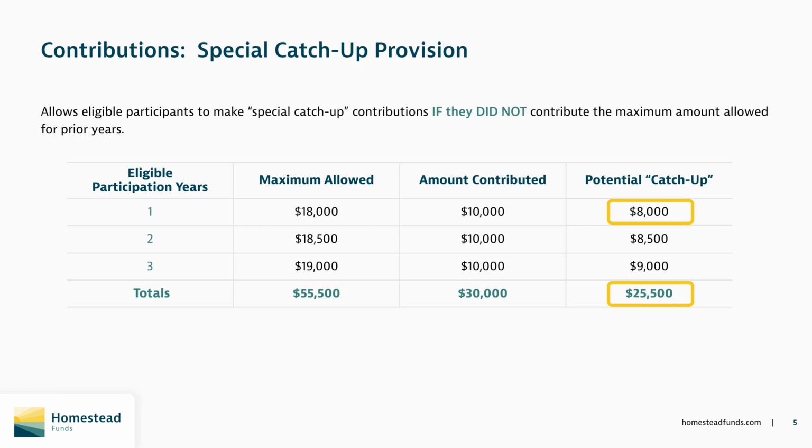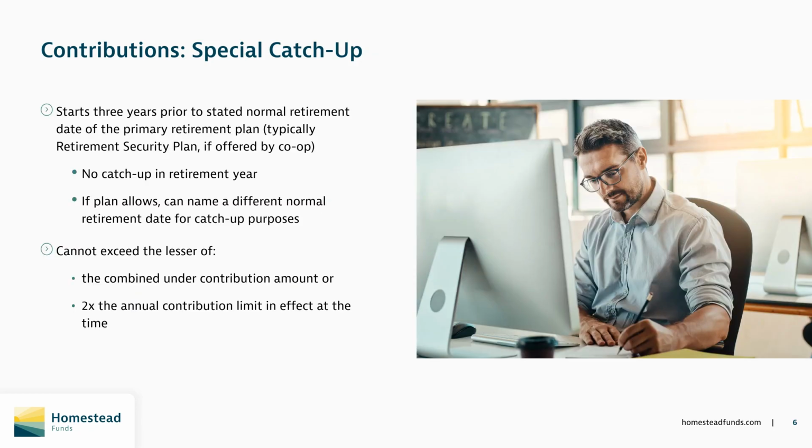So if you look at the chart, the maximum he or she could have contributed over that 3-year period was $55,500. The participant only contributed $30,000, $10,000 a year, leaving a potential for catch-up of $25,500. Let's discuss some specifics.